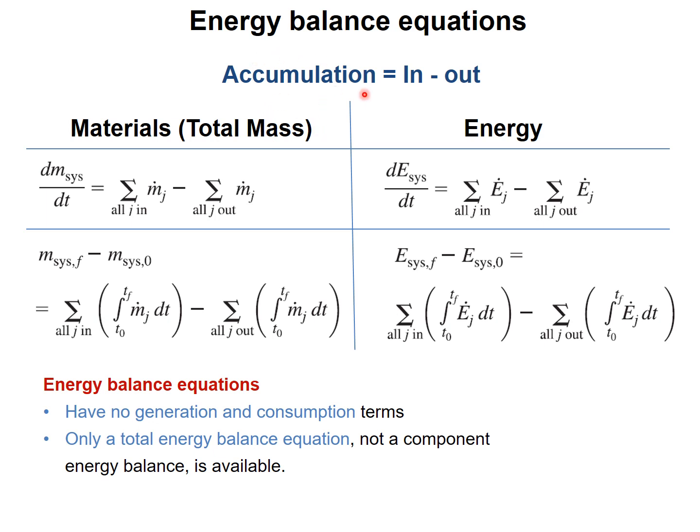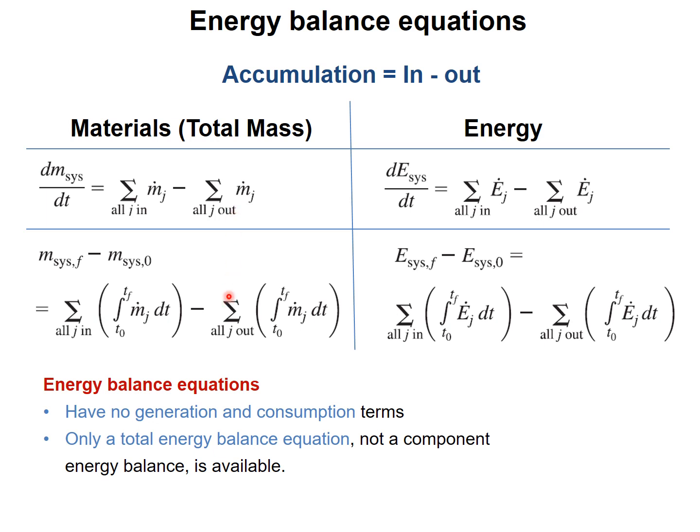Generally, accumulation is equal to in minus out plus generation minus consumption. However, when you are thinking about total mass, you don't need to think about generation and consumption terms. So, here is the differential form of total mass balance equations. dm/dt, where m is the mass of the system, is equal to the summation of all input minus the summation of all output of mass. Of course, we cannot imagine mass generation or mass consumption in terms of total mass.